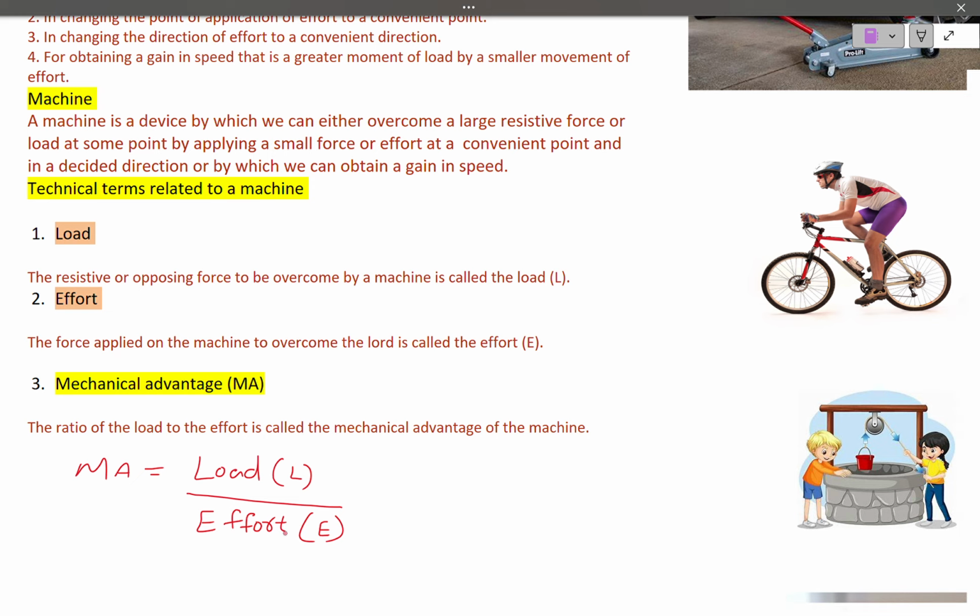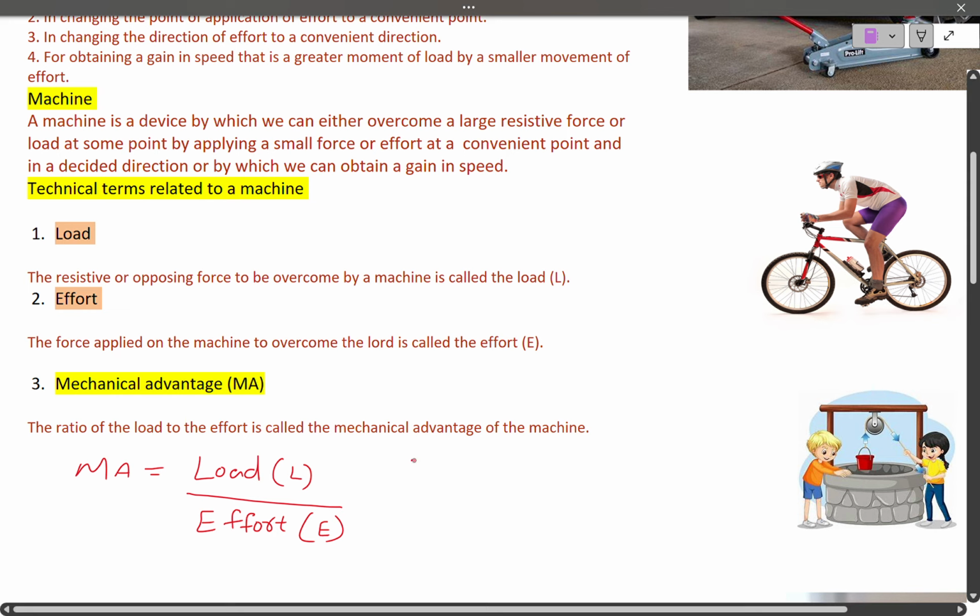And while using a machine to overcome the load, the effort needed is actually less. The force we are applying is less than the load. So a machine has a mechanical advantage greater than 1, while if it needs effort greater than the load, it has a mechanical advantage less than 1. And a machine has a mechanical advantage equal to 1 if the effort is equal to the load. Therefore, we can say mechanical advantage can have three values. Mechanical advantage can be greater than 1.